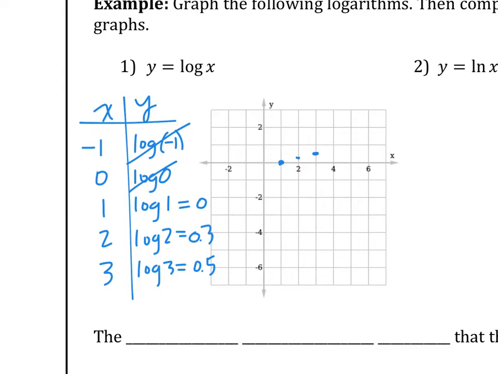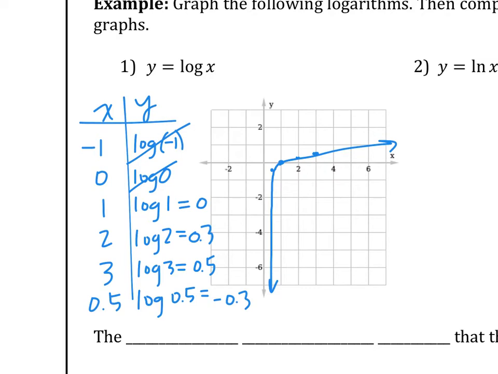Let's try a number between 0 and 1. 0.5. Okay, so log 0.5. Negative. Negative what? 0.3. Okay, negative 0.3. So it's going to be somewhere here. Okay, and then we can try more numbers, but this is a graph that's going to look like this. It's going to go up very slightly, but it is going to go up. And then on the left, we know that there is no number that's smaller than 0. So this graph is actually going to look like this. It's going to go straight down.